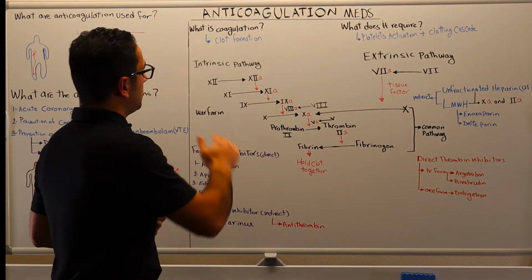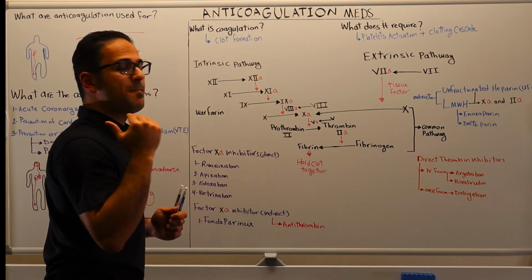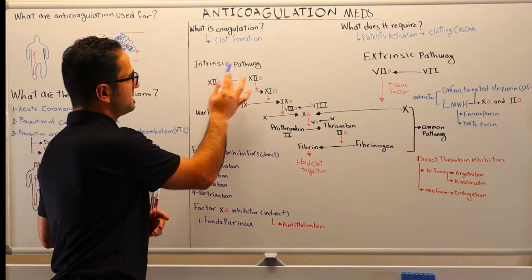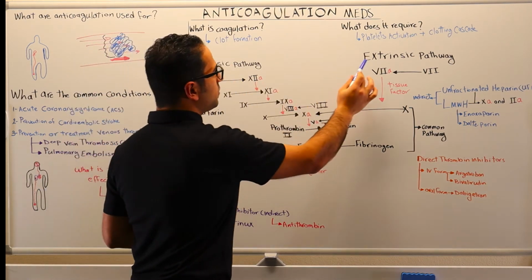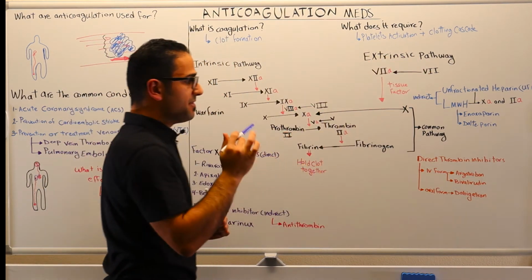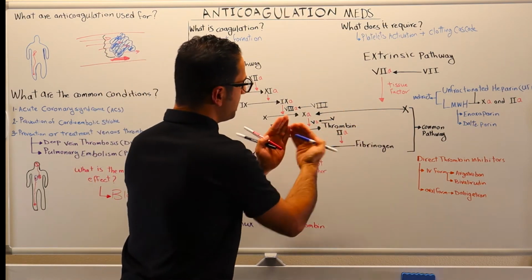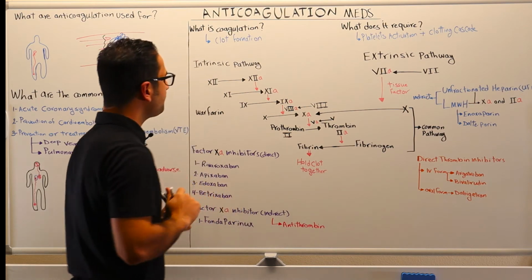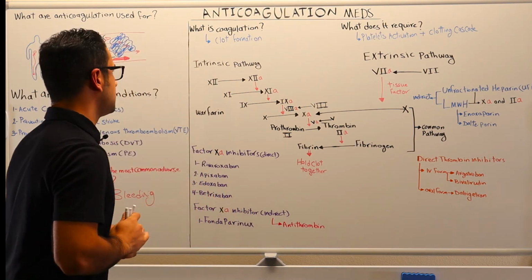The clotting cascade has three pathways. What are these pathways? The first one is called the intrinsic pathway. The second one is called the extrinsic pathway. And the third one is the common pathway, because it brings both pathways together. So let's start with the intrinsic pathway.